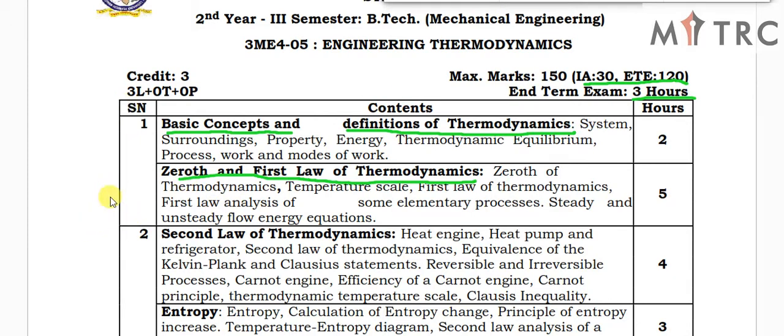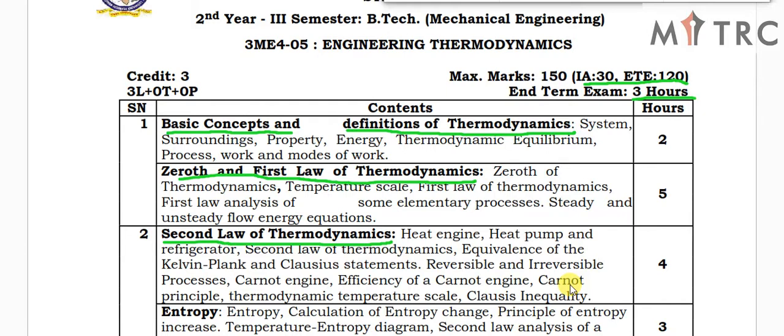The second unit consists of the second law of thermodynamics. As in the first unit there were the zeroth law and first law, in the second unit it will have the second law of thermodynamics, which includes heat engine, heat pump and refrigerator, their definitions, their working and their applications. Also, we will study the Kelvin-Planck and Clausius statements. As you know, the second law has 2 statements, first Kelvin-Planck and second Clausius statement. How they are equivalent to each other, we will study in this unit.